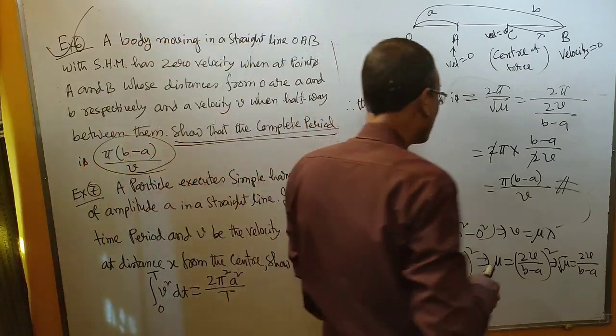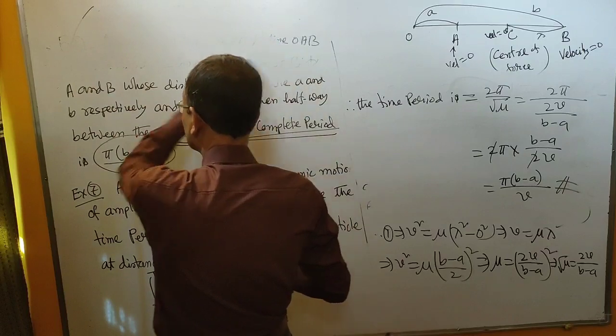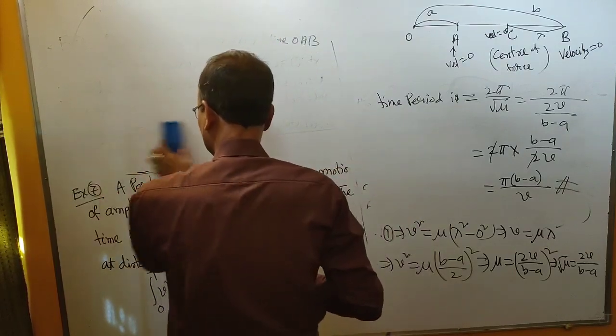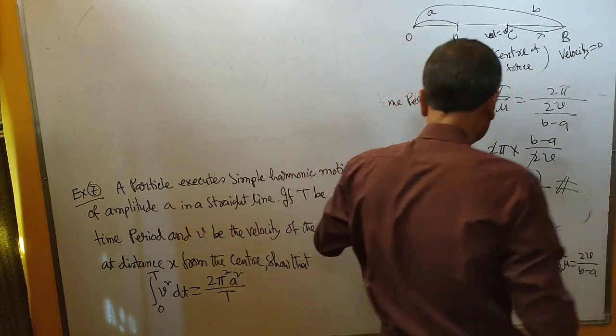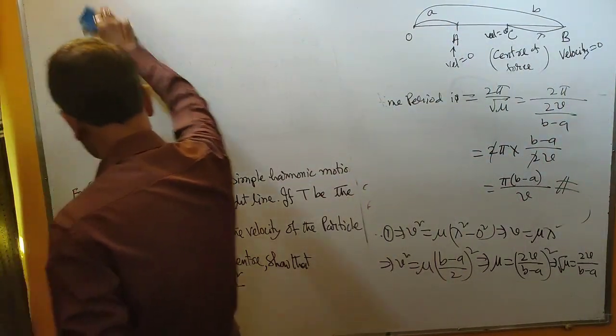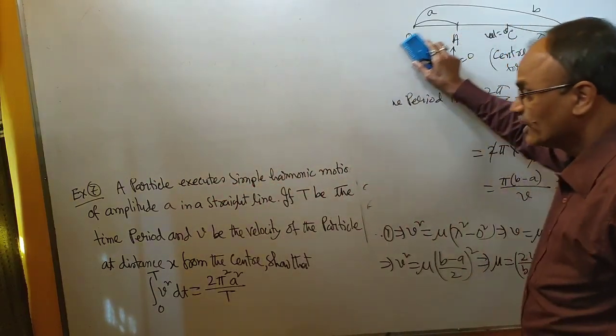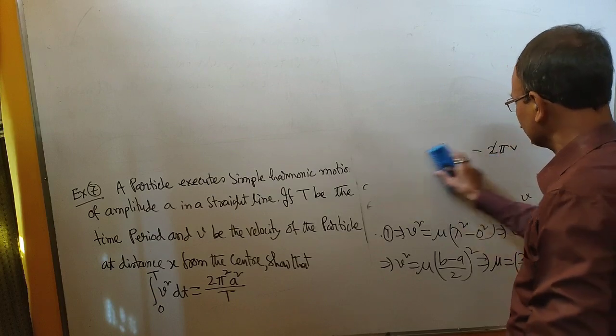Now come to solve question number 7. We have solved question 6. Now come to question number 7. In question number 7, it is given that a particle executes simple harmonic motion of amplitude a in a straight line.